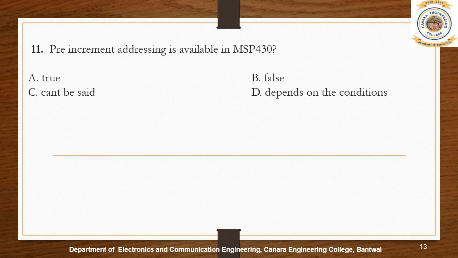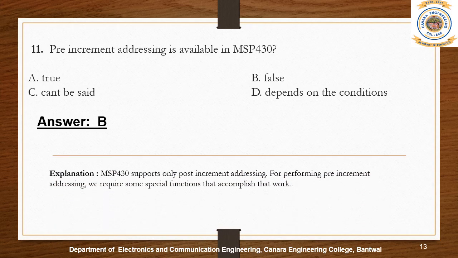In case of increment instructions, we have two types, that is post increment and pre increment. But in case of MSP430, it just supports the post increment addressing, whereas it will not support the pre increment. For performing the pre increment, we need to use special functions.